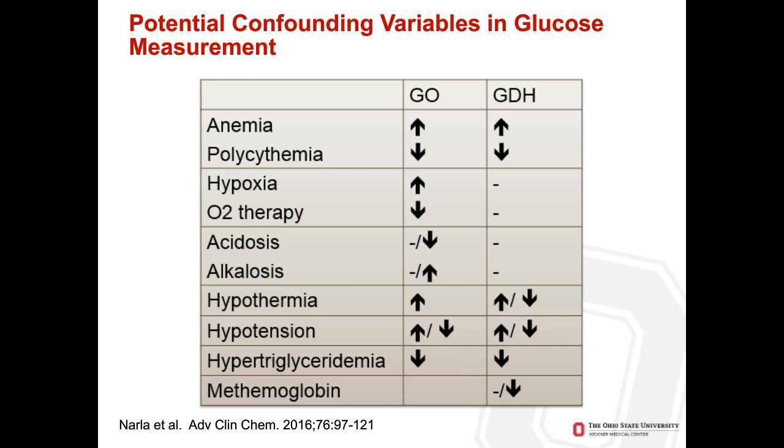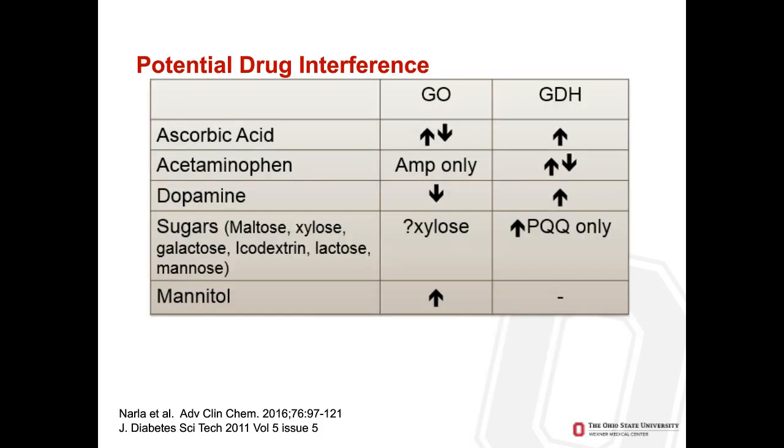Now, drugs have a variety of potential mechanisms by which they might interfere with these two types of assays. Acetaminophen and ascorbic acid in large doses can affect these assays, although several of the methodologies do attempt to correct for this. Dopamine cases have been reported, and in the case of glucose dehydrogenase, one particular enzyme, the PQQ enzyme, is affected by a number of other sugars, particularly maltose, but also less commonly xylose. Icodextrin is a peritoneal dialysis fluid sugar, and lactose, mannose.